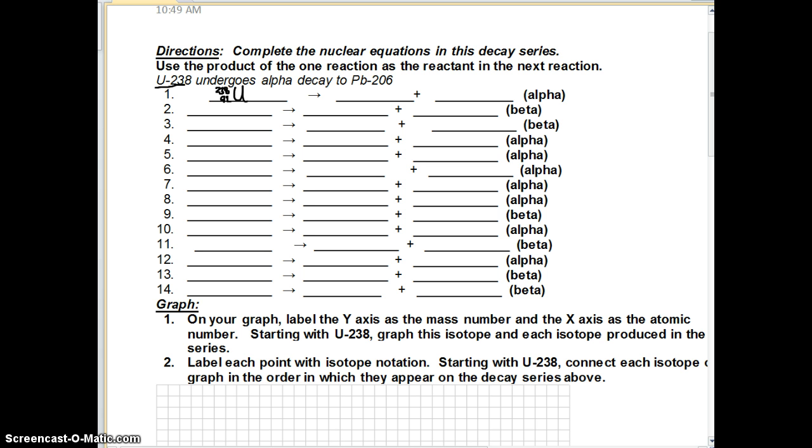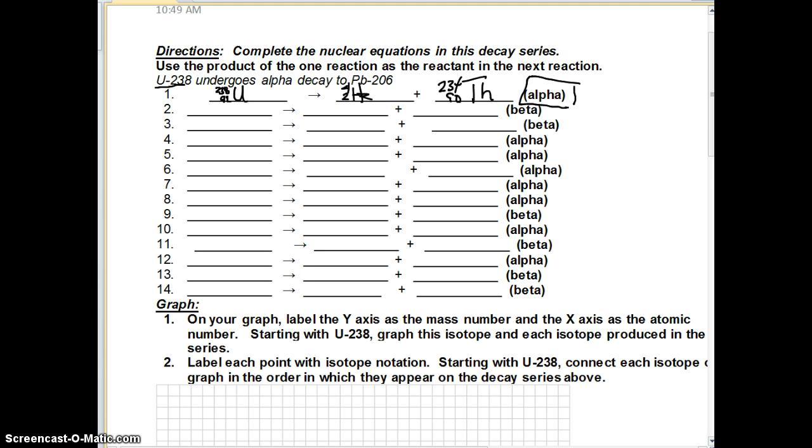It does tell me over here that this is an alpha decay on the first one, so we're going to write the formula for an alpha particle. Remember, alpha particles are 4,2 helium. Then we're going to just subtract our mass number across the top. 238 minus 4 is going to give us 234. The bottom number is our atomic number. 92 minus 2 is going to be 90. Then we look up atomic number 90 on the periodic table, and that's going to be Th.